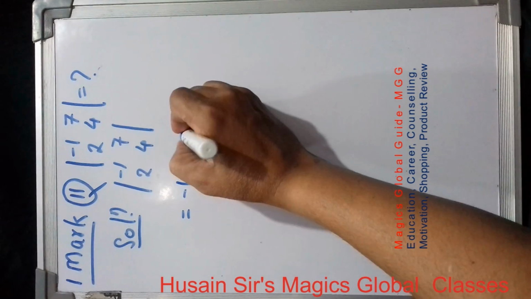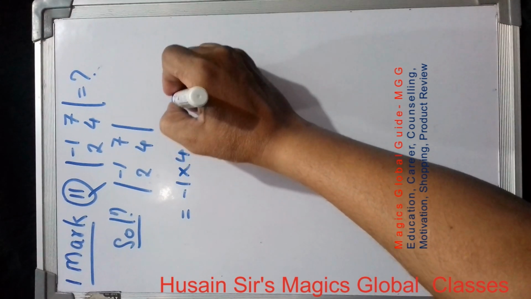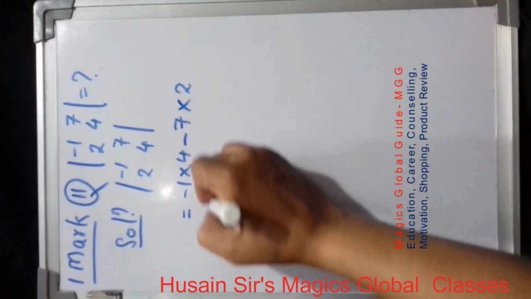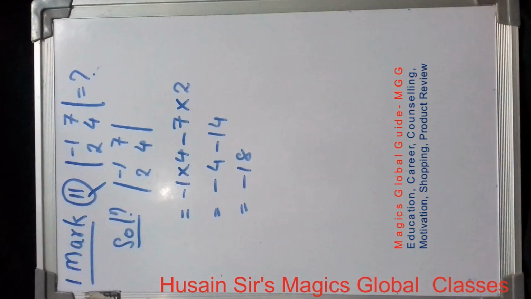Now the next question, we have to find the value of the determinant minus 1, 7 and 2, 4. So it is simple: minus 1 into 4 will be minus 4, minus 7 into 2 will be minus 14, so minus 4 minus 14 will become minus 18, and this is the answer and the value of this determinant.